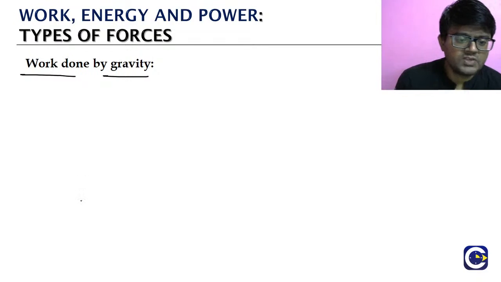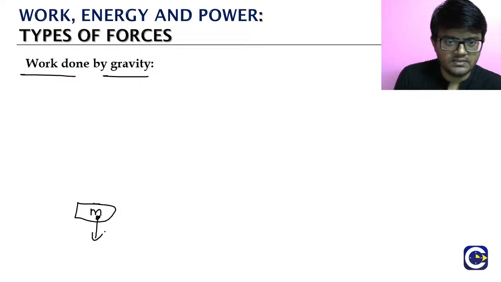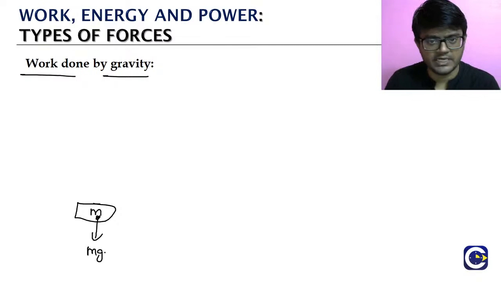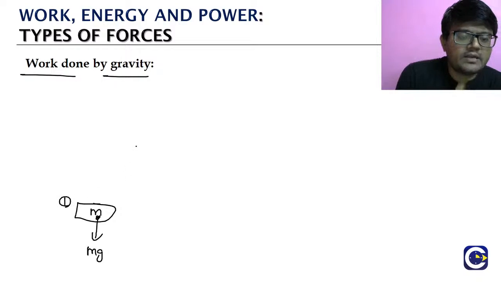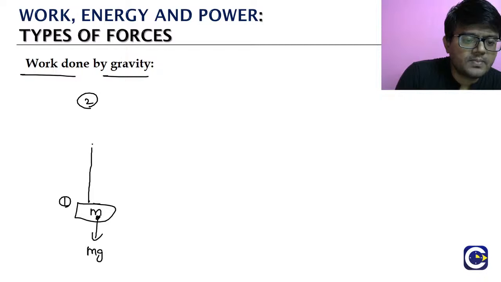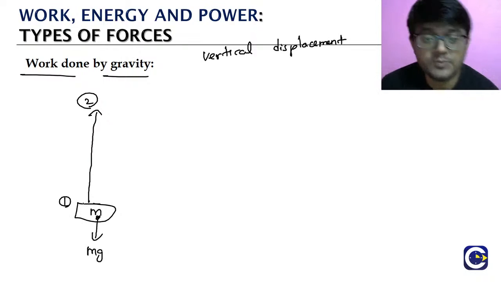So look here, there is an object of mass m. If it is close to the surface of the earth, then what is the gravitational force acting on it? mg downwards. Right? mg acting downwards. Now we are trying to move it from point 1 to point 2. Here we are giving it a vertical displacement. What is the value of the vertical displacement?